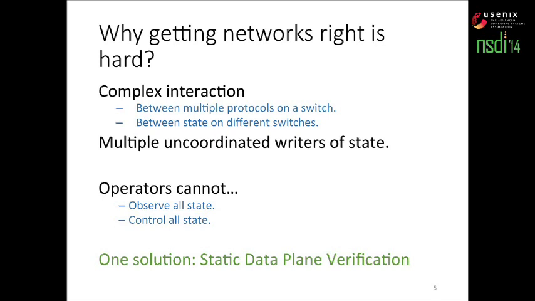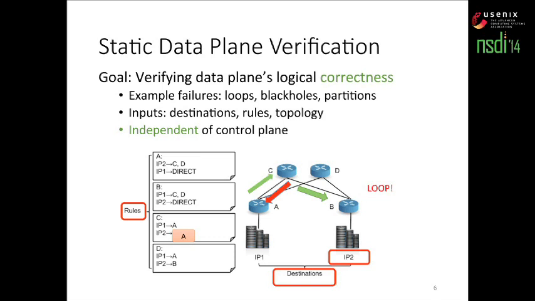One solution is what we call static data plane verification. So what is static data plane verification? The goal is to verify the data plane's logical correctness. The example failures that we want to capture are forwarding loops, black holes, or network partitions. The input to these static checkers are, number one, destinations. These can be host addresses or the switches' loopback addresses. Number two, rules. These are just forwarding rules, which are match plus action tuples. And finally, the topology, which is how the network is connected together.